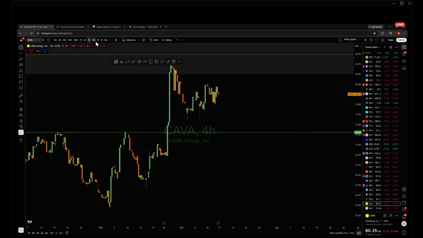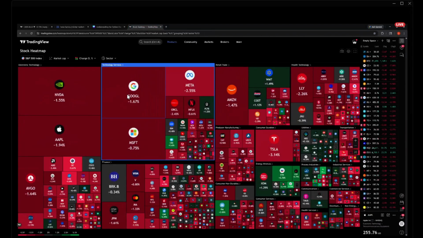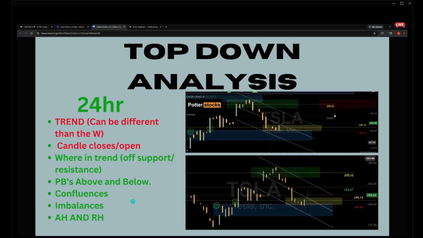And then let's go ahead. I think you guys got the picture, right? So trend, candle opens, closes above, right? Where are we in trend? Obviously, we're looking for boxes, confluences, and balances, and targets, right? Which is the PBs, the Potter boxes.